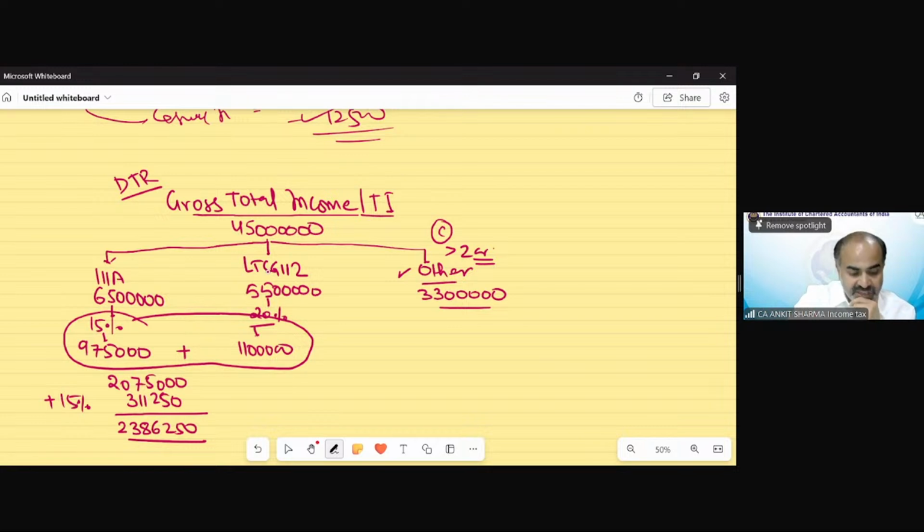Now in this case, we have to calculate the tax upon 3 crore 30 lakh. The tax would come to 96 lakh rupees. And how much would be the surcharge? What should be the surcharge rate in this case?